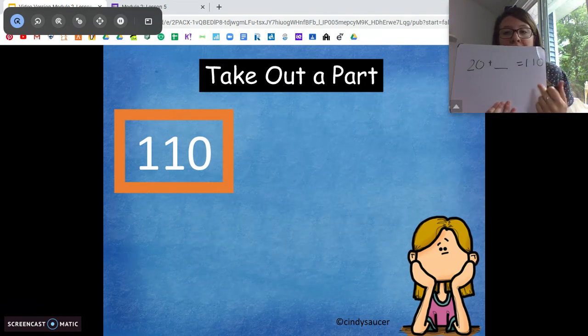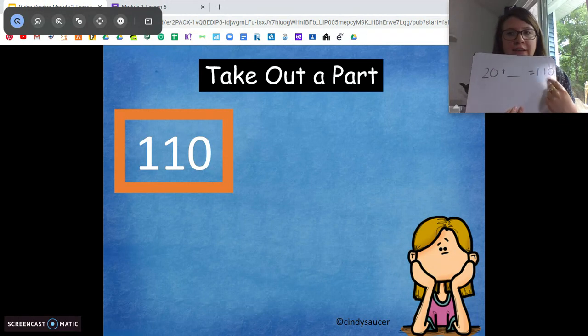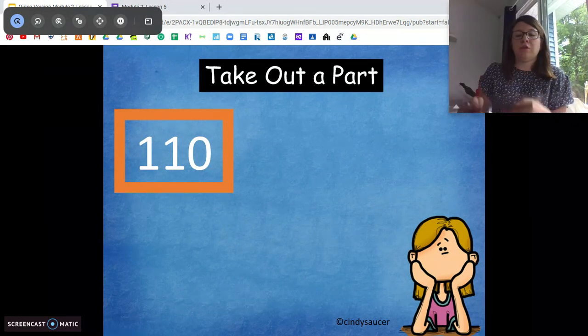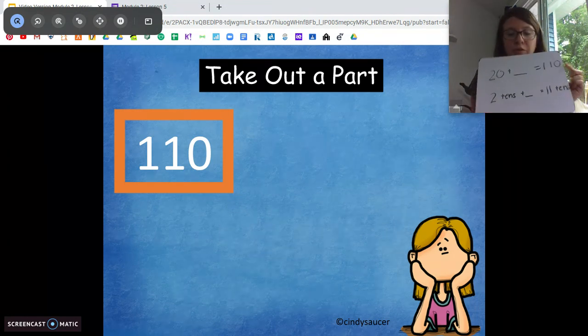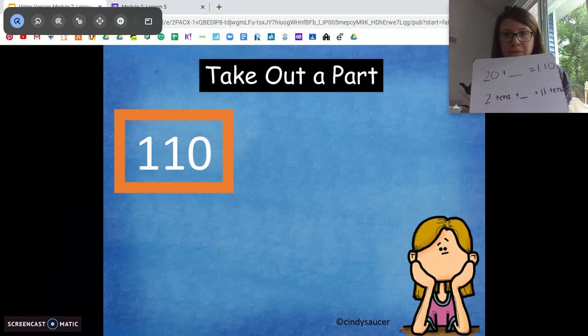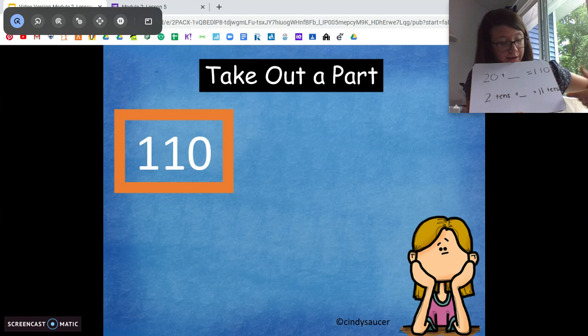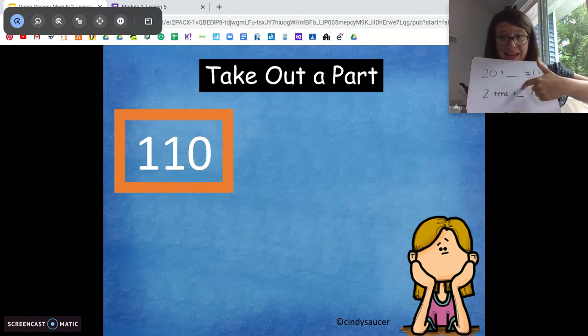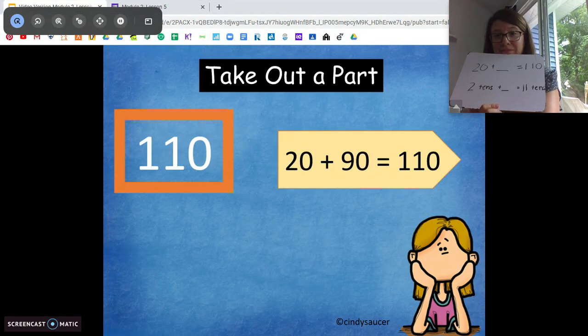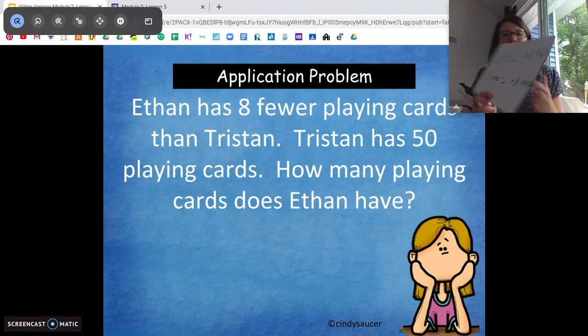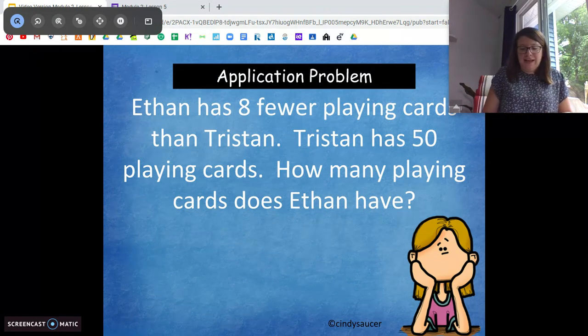Think about how many tens are in this number, 110. That might help you out a little bit. You might want to think of it like this. 2 tens equals blank plus 11 tens. That might help you out trying to figure out that missing number. Go ahead and pause and solve. Ready? I know that 2 plus 9 equals 11, so 9 tens is going to go here, and 9 tens is 90. Awesome. All right, let's get into our application problem today.